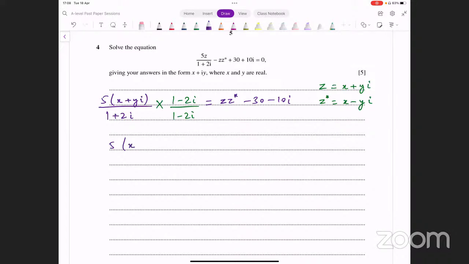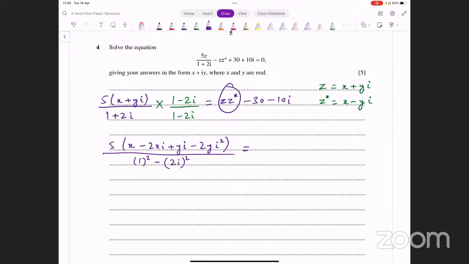X into minus 2 iota, that would be minus 2x iota. Then y iota into 1, that is plus y iota. And then y iota into minus 2 iota, that is going to give me minus 2y iota square. That's what I have in the numerator. And the denominator, this is a plus b into a minus b. That becomes a square minus b square. That's 1 squared minus 2 iota whole squared. That's what I have on the left side.